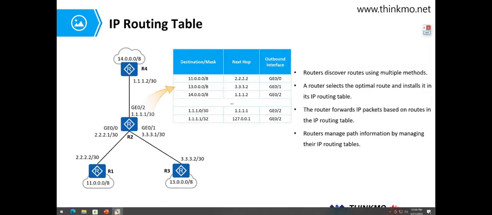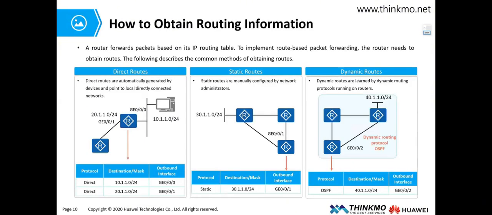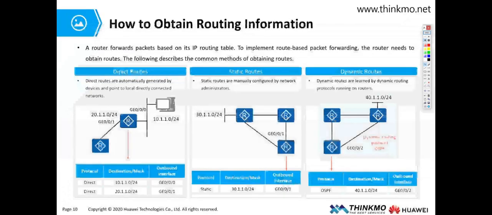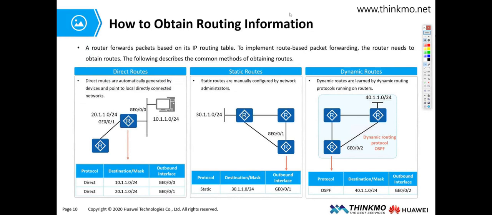So, how are these routing entries generated? Here, we can see that the conditions for their generation are divided into three types. They are direct, static, and dynamic. Here, we mentioned that the router needs to forward packets based on its routing table. And to achieve forwarding according to these routes, it needs to obtain the routes. Through these three methods, it can learn routing entries. First, let's talk about direct routes. A direct route is a route generated by the device itself and points to a local network.